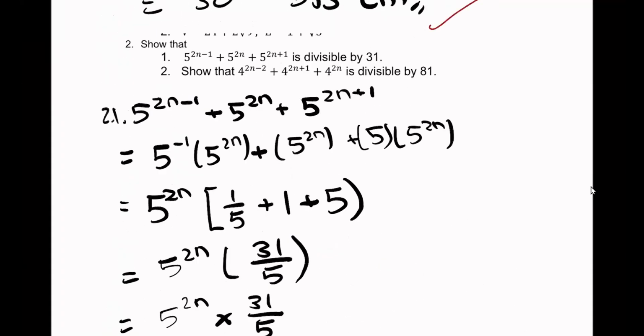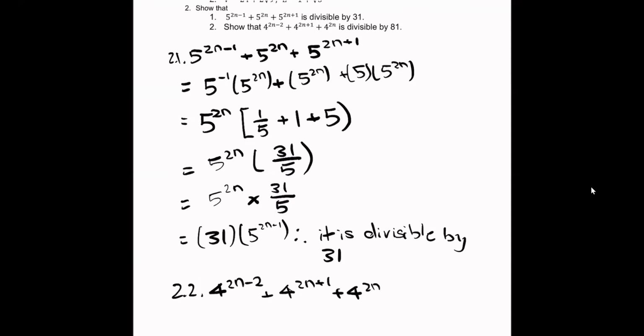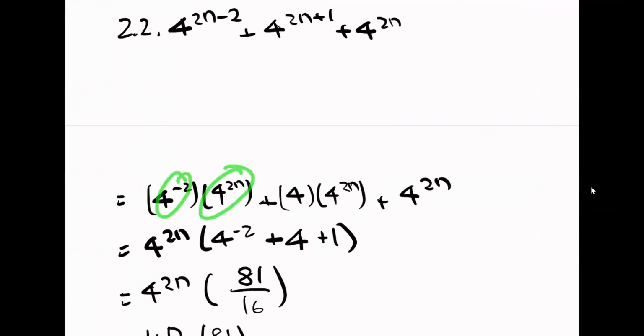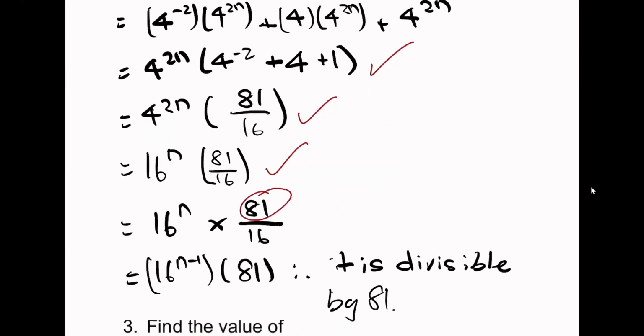Okay, good. Then part 2, show that 4 power 2n minus 2 plus 4 power 2n plus 1 plus 4 power 2n is divisible by 81. Okay, let's see our working. We write it as this is fine, this is fine, leave it alone. Factor out the 4 power 2n. Get this, add together. 4 power negative 2 is 1 over 16. Actually, you can just key in the calculator. 1 over 16 plus 4 plus 1 is 81 over 16. So you realize that there's a factor of 81 already. So therefore, it is divisible by 81.